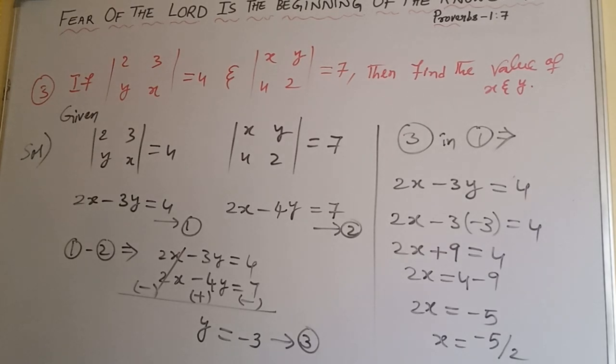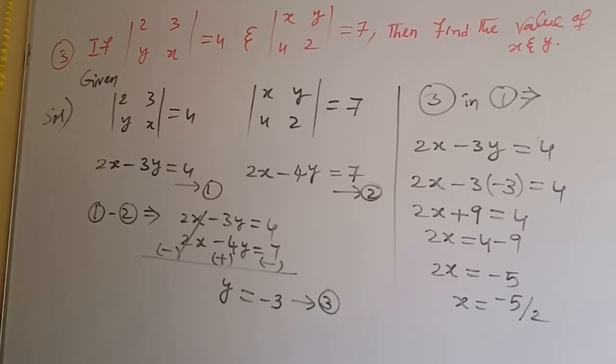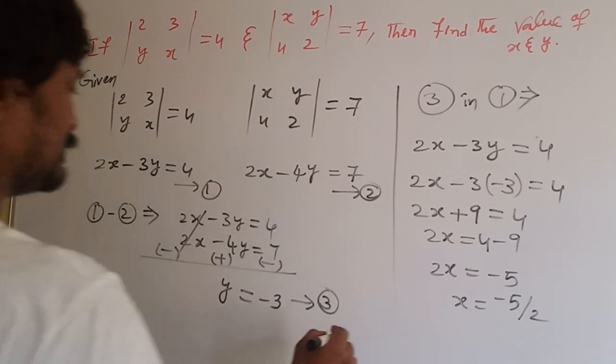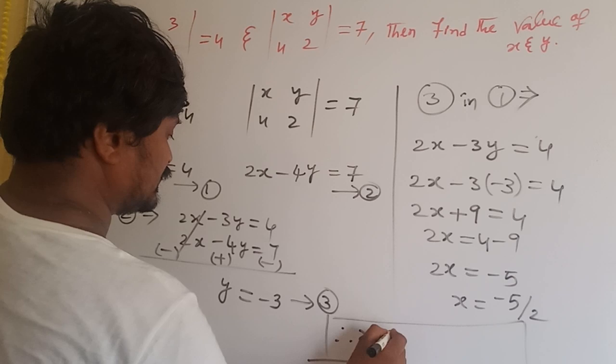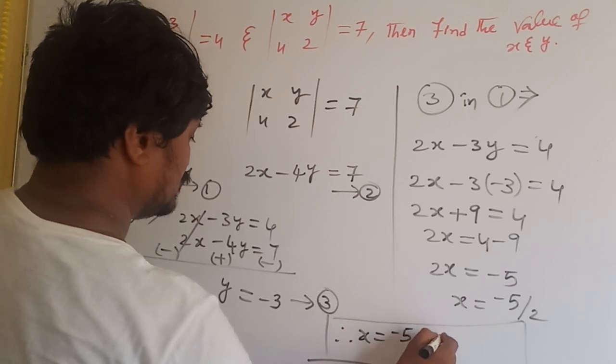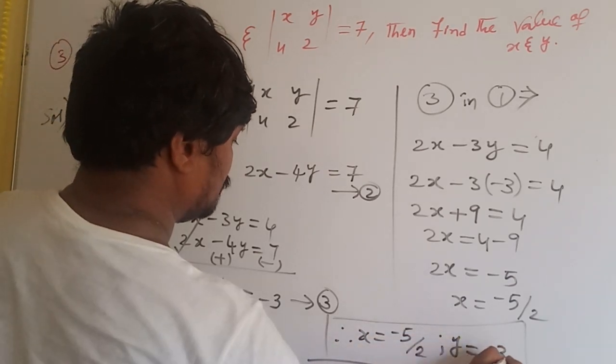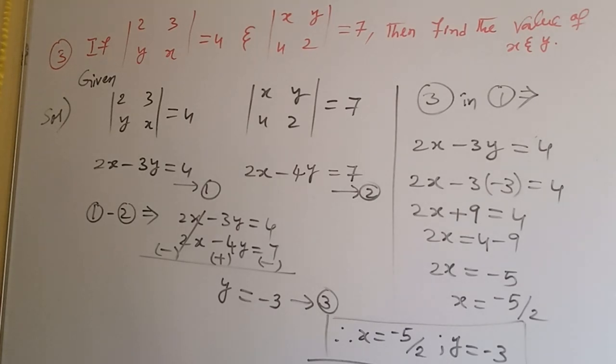So this is the value of x and y. Here it is minus 5 upon 2. So x is equal to minus 5 upon 2 at last. Therefore, x is equal to minus 5 upon 2, y is equal to minus 3. So that is about your answers. In this way you are going to get your answer.